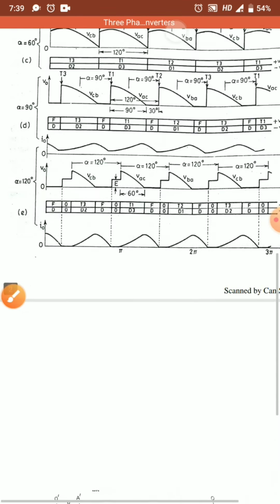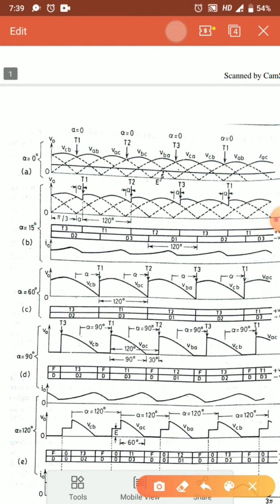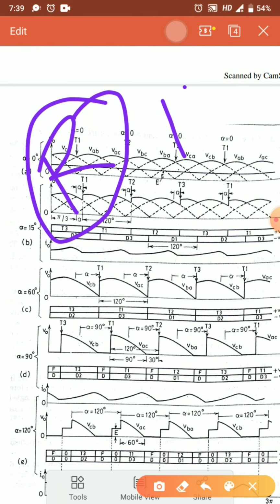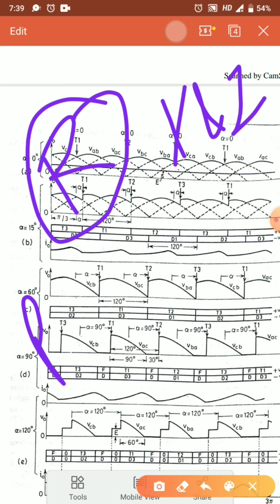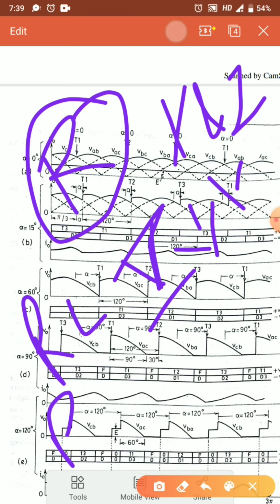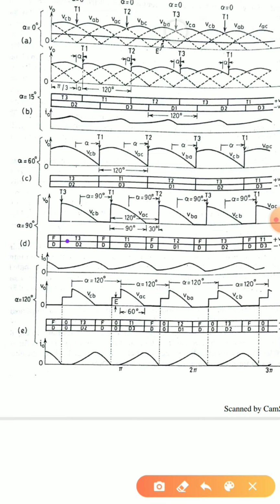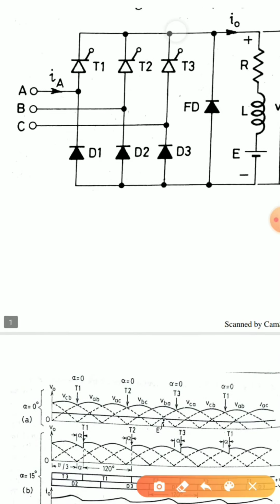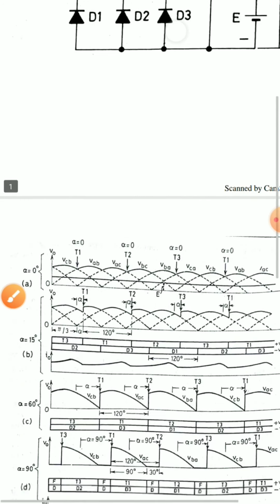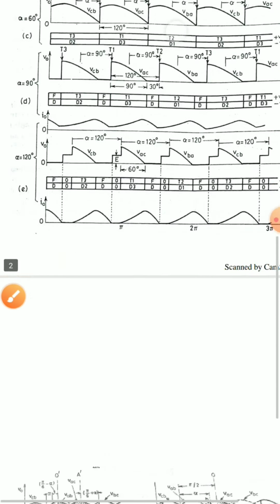I am not talking about the current waveforms, because we have clearly discussed that if R is there, V and I will be in phase. If RL load is there, current will lag voltage, and for RLE the same condition will be followed. So we are not discussing the current waveforms. We can clearly see that the current waveforms will always be positive. It will depend on what type of loads we are considering here. We can directly sketch the current waveforms.